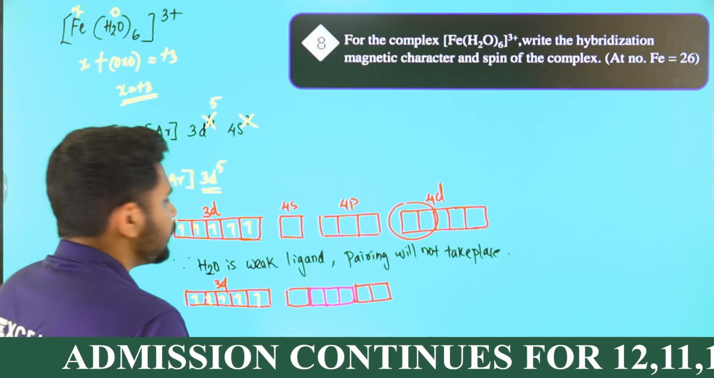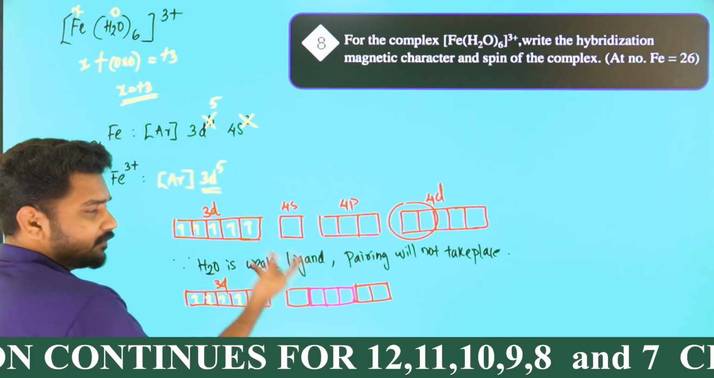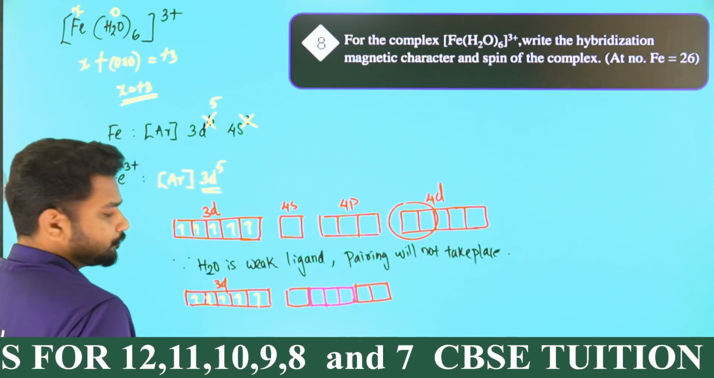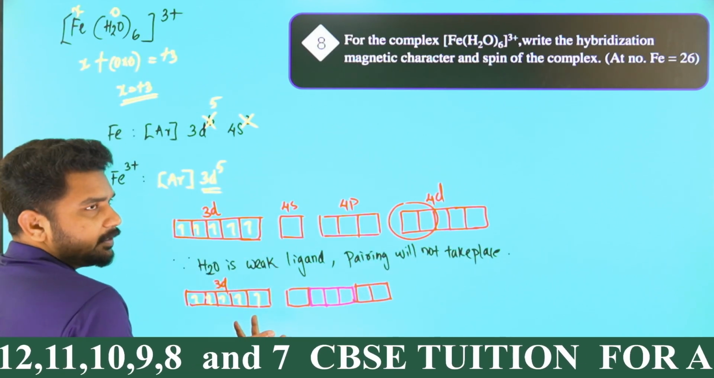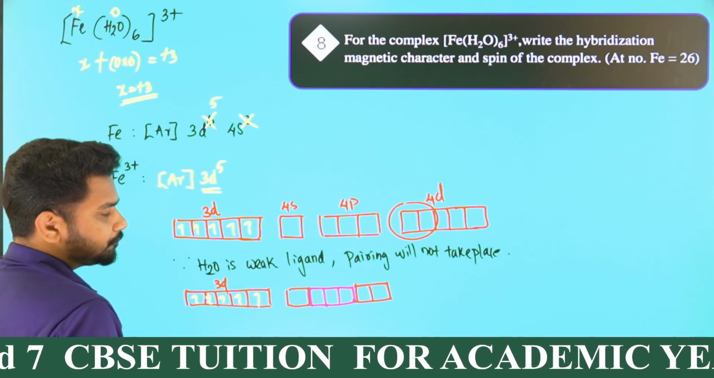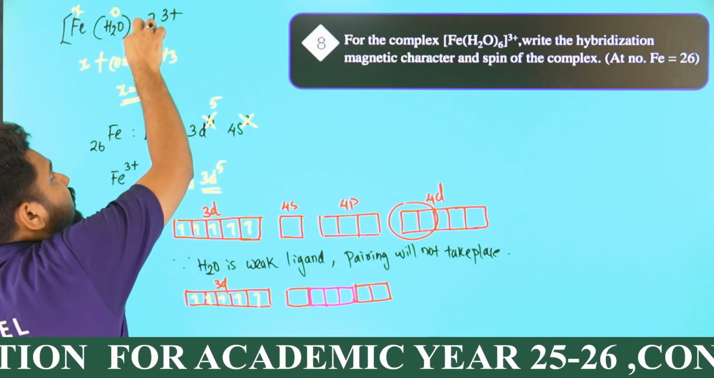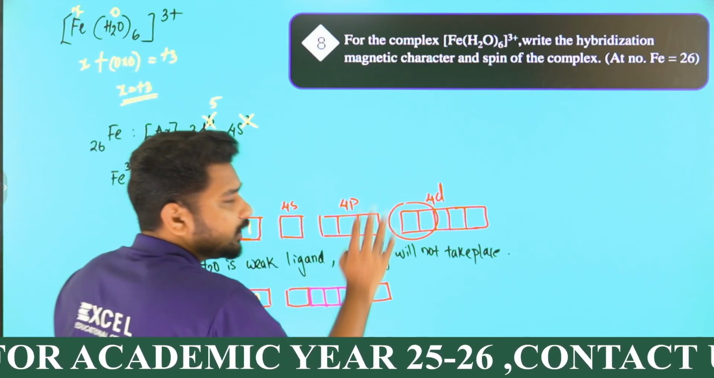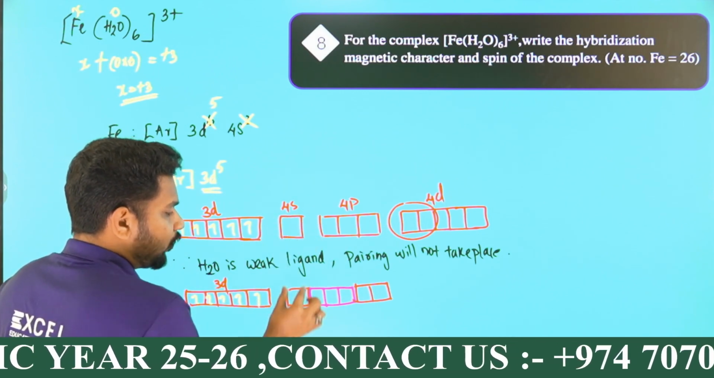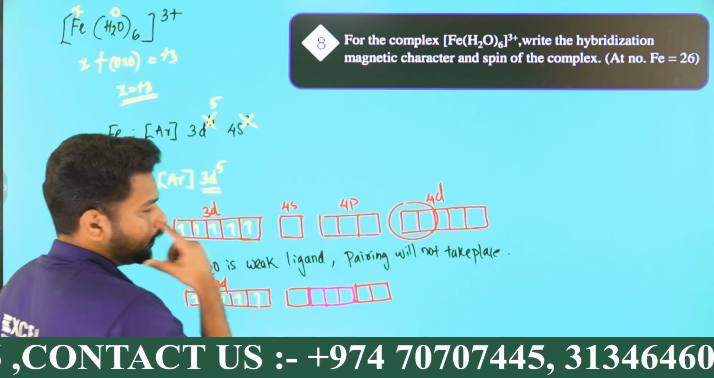So here you can see, according to the nature of the ligand, since it is a weak ligand, pairing of electrons will not take place. So 3d is already filled completely. You can see 5 unpaired electrons are there, but we need vacant orbitals. How many ligands are there? 6 ligands. So we need 6 vacant orbitals. That's why I took 1 orbital from 4s, 3 orbitals from 4p, and 2 orbitals from 4d.